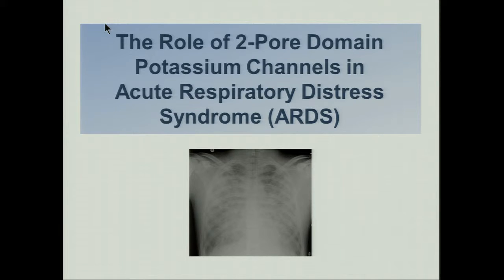And we are particularly interested in a special group of potassium channels, so-called two-pore domain potassium channels, and see how activation or inhibition of those channels can modify the inflammation that we see in ARDS.